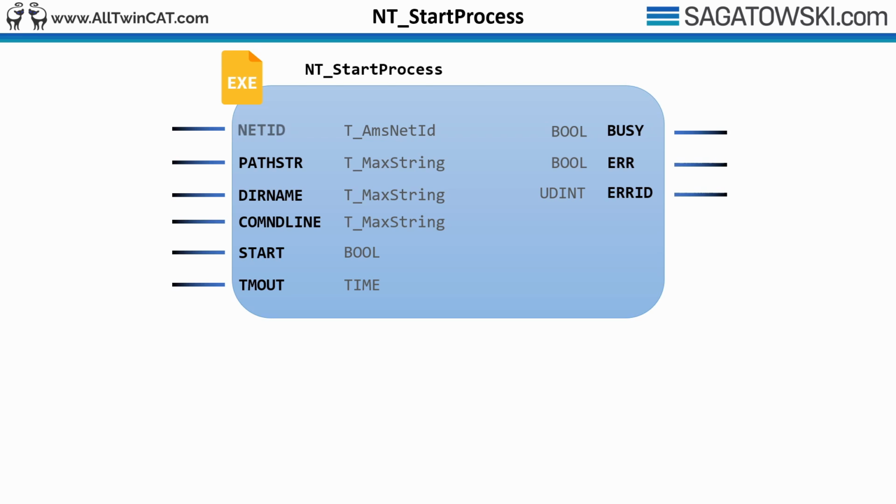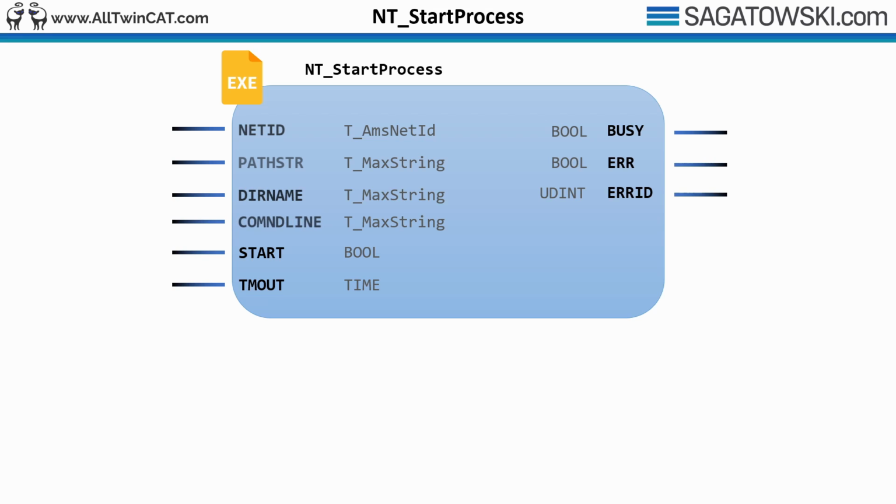First, we can supply the net ID of the PLC that should execute the Windows program. By default this will point to the local PLC where TwinCAT 3 is running, but it can point to a net ID of another PLC. This means that we can execute a Windows application on another TwinCAT 3 PLC. The next variable is path string, which is the complete path to the application that we want to execute. Next we have the variable dirname, which is the working directory of the application that is being executed. This means that we can execute the application from another directory than where the application resides.